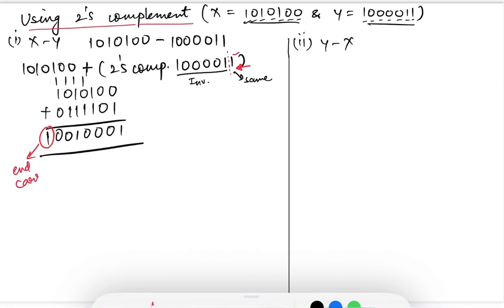So what do we need to do with the end carry? Discard the end carry. And the final answer will be 0010001. This is the final answer.